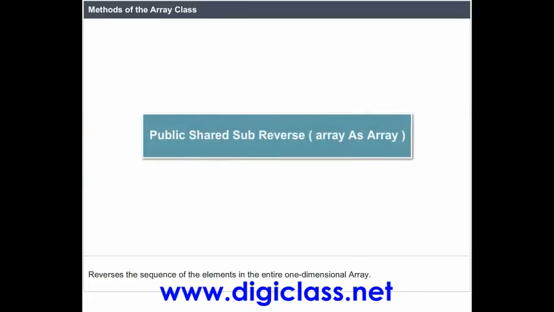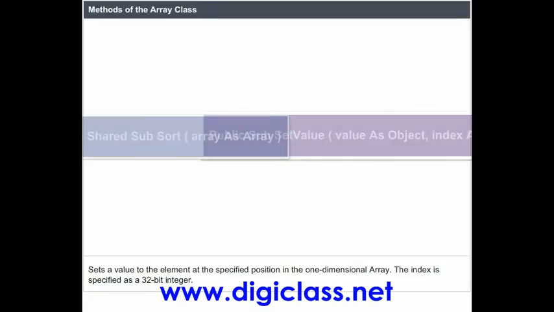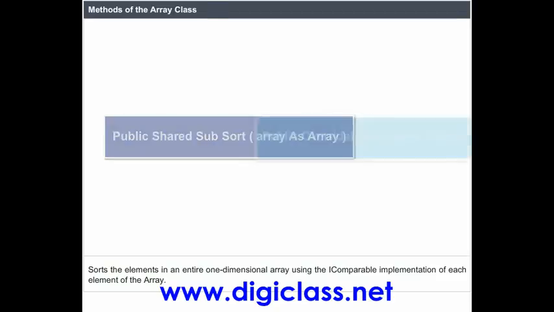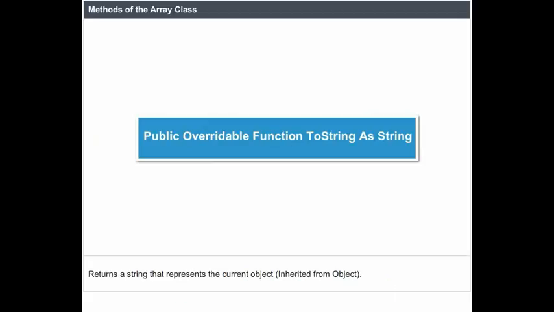Reverse reverses the sequence of the elements in the entire one-dimensional array. SetValue sets a value to the element at the specified position in the one-dimensional array. The index is specified as a 32-bit integer. Sort sorts the elements in an entire one-dimensional array using the IComparable implementation of each element of the array. ToString returns a string that represents the current object, inherited from Object.